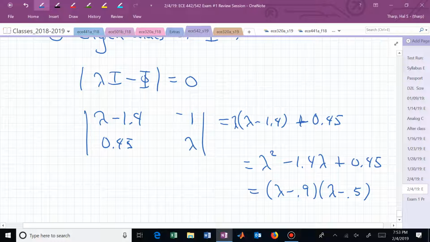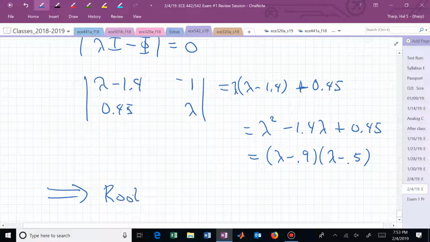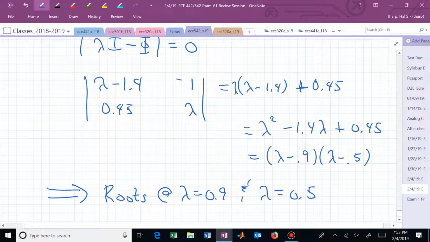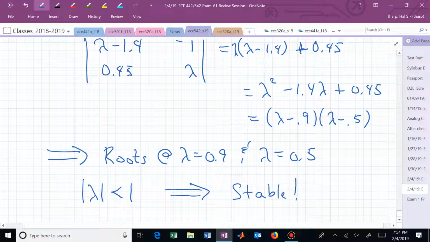And that factors. So now I have roots of my system matrix. One is at lambda 0.9 and the other one is at 0.5. Both of those have magnitudes less than 1, so the system is stable.